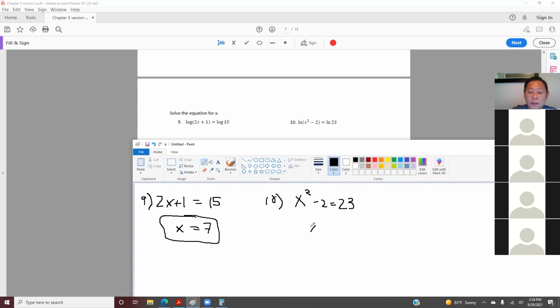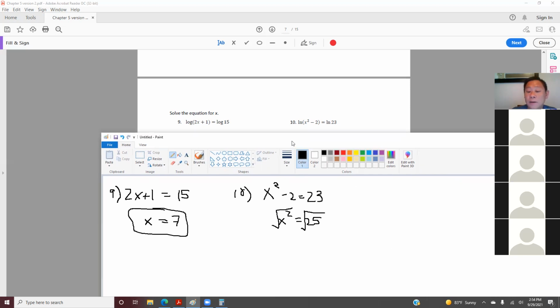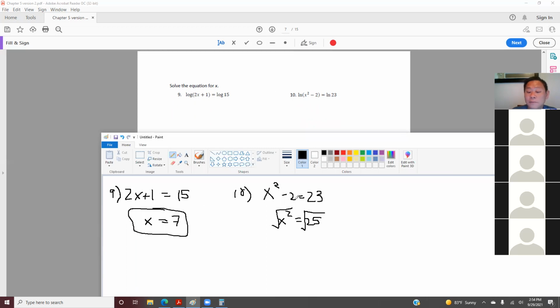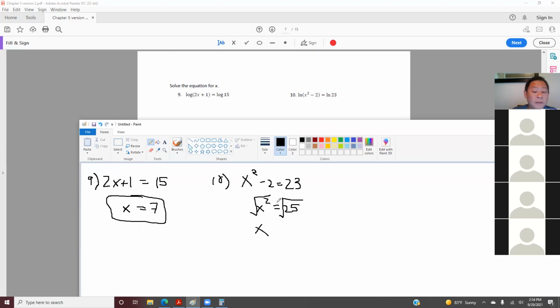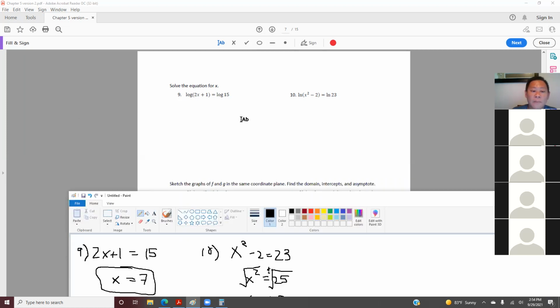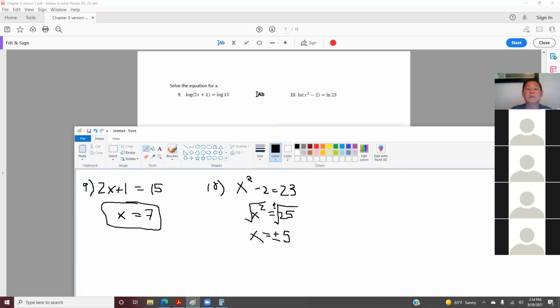Okay. You move that 2 over, it becomes 25, and then don't forget, every time you take a square root, what do you need? You did it in my Connect section. How many answers do you have? 2. So you need the plus and minus. So your answer is what? Plus and minus 5. So this is your solving equations. We want to make them the same base so you can cancel them out.